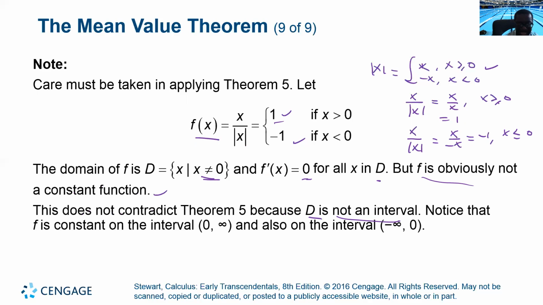Notice that f is constant on the interval from 0 to infinity, and on the interval from negative infinity to 0. So you have that function. The graph of that is going to look like this. It is positive 1, and then it is negative 1 going this way. And that is your x.